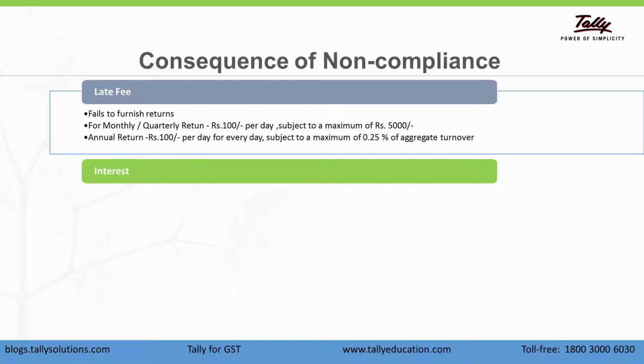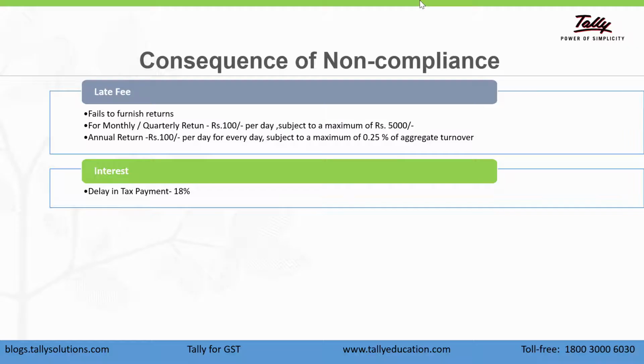Interest is another consequence of non-compliance. For delay in tax payment, 18% interest will be charged. For undue or excess claim of input tax credit or excess reduction of output tax liability, 24% interest will be charged.